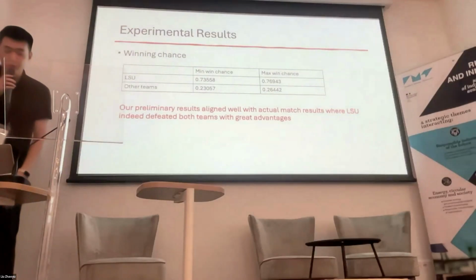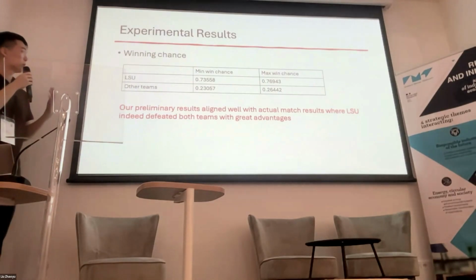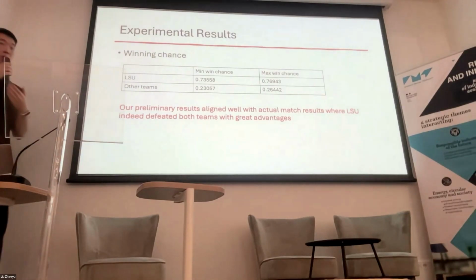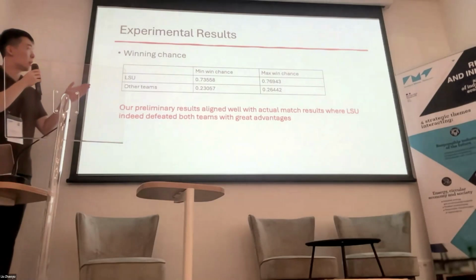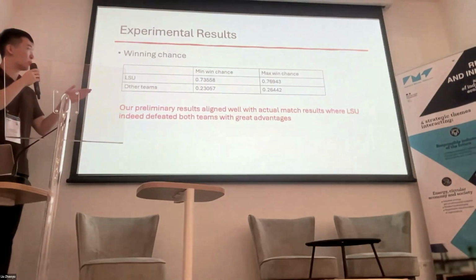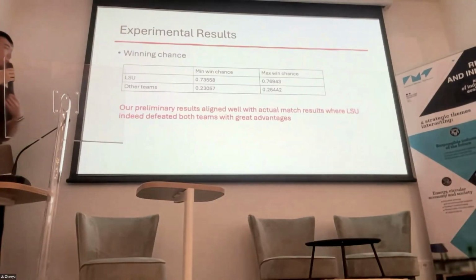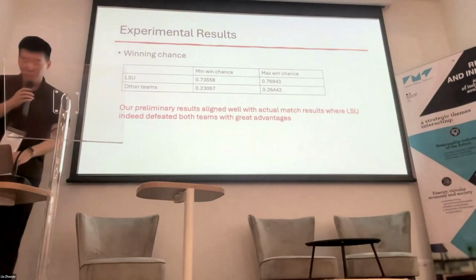So first, we try to see whether our models can predict the match outcome accurately. Through the probabilistic model checking technique I mentioned just now, the winning chance for LSU ranges from 0.73558 to about 0.769. For other teams, it's 0.223 to 0.26. So our preliminary result shows that it aligned well with the actual match results, where LSU indeed defeated both teams with great advantages.